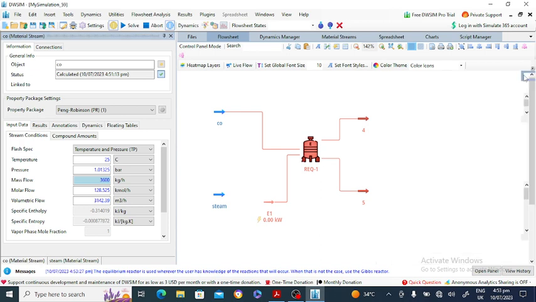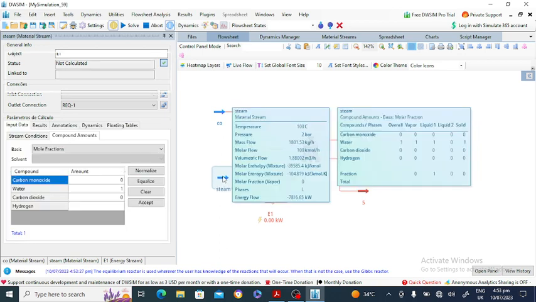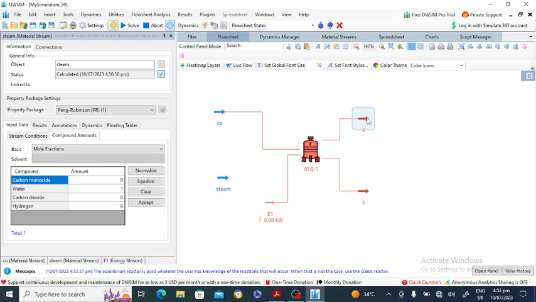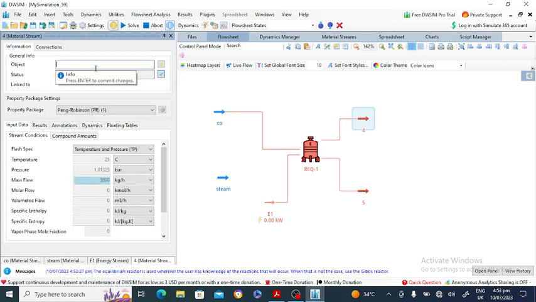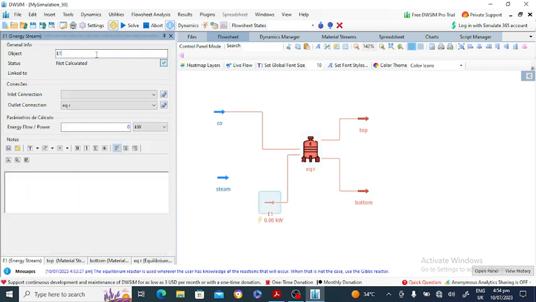Okay, close this one. This is the energy stream, and this is the product, the top product. This is the bottom liquid, this is the reactor, the equilibrium reactor, and this is the energy.